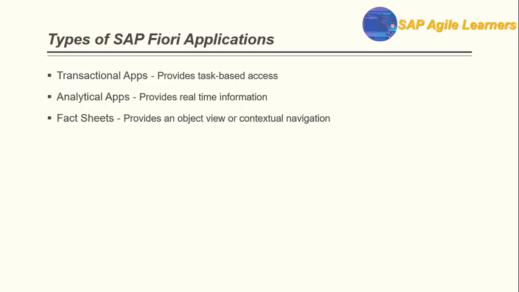And the last, fact sheet apps. It provides an object view or contextual navigation between related objects. These apps allow real-time insights into your business by displaying KPIs, allowing you to make faster and better decisions. Both analytical and fact sheet apps run on SAP HANA database, whereas transactional apps can run on any database as well as on SAP HANA.